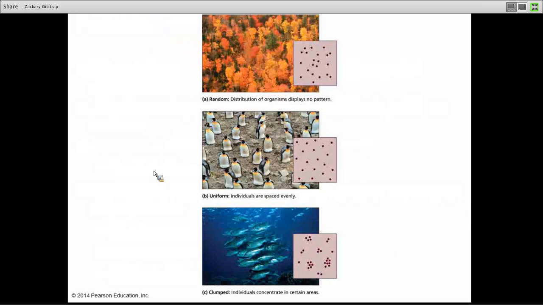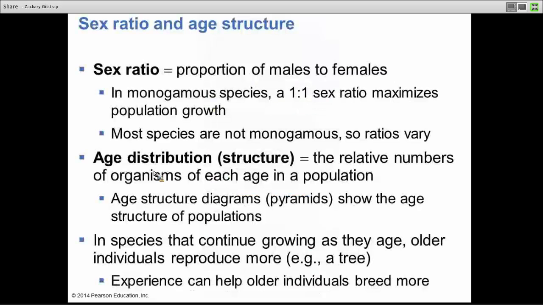And here we have examples of that. Trees are a good example of random. Not exactly random, but it looks random. And then uniform, individuals spread evenly spaced. When penguins mate and get ready to lay their eggs, they each take up a small space around themselves, and we can see that here. And then lastly, this one's very common in any species that stays together with its own species: clumped. They concentrate in certain areas, and this is also dependent on the resources they need and the resources that might be available in the location that they live.